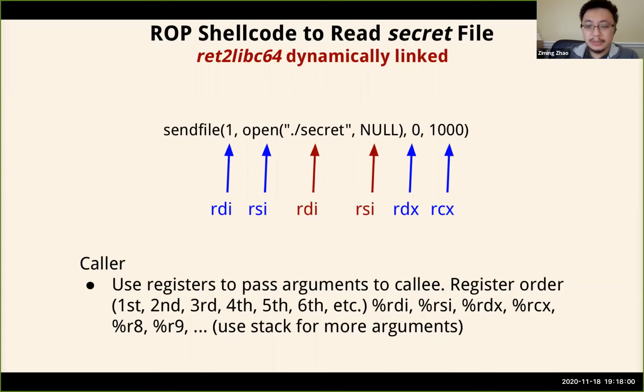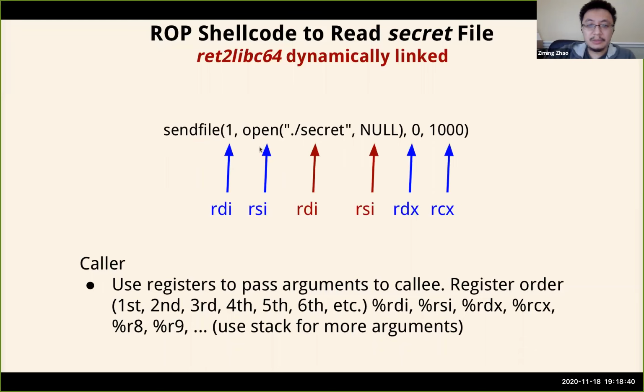So what we're going to do is make two library calls here instead of making two system calls. The first library call is open. By the way, they correspond to system calls as well. There is an open system call, there is a sendfile system call, but we're not doing system calls directly, we're doing function calls.